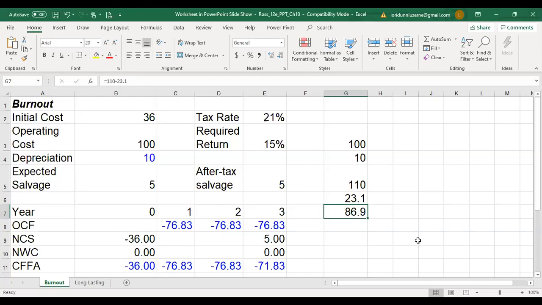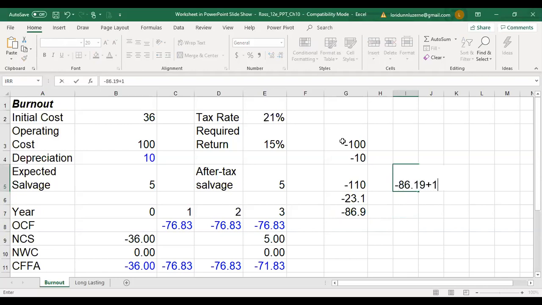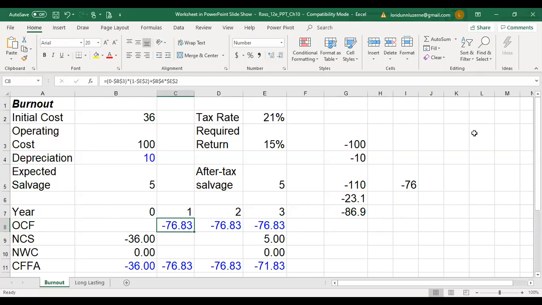So to get to operating cash flow, what do we do? Well, this, remember, is minus 100. This is minus 10. This is minus 2310. So this is minus 8690. When I'm trying to find operating cash flow, I'll take minus 8690 and add back the $10 in depreciation. Gives me 76. Well, in this case, they have 7683.